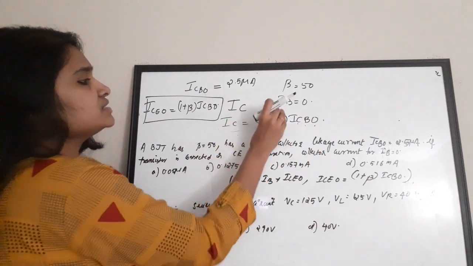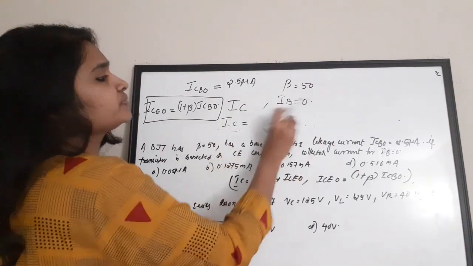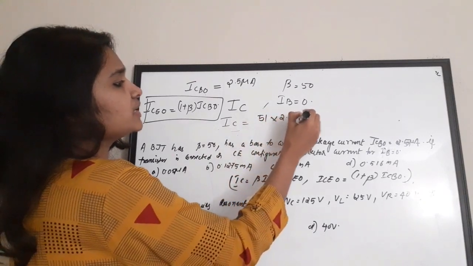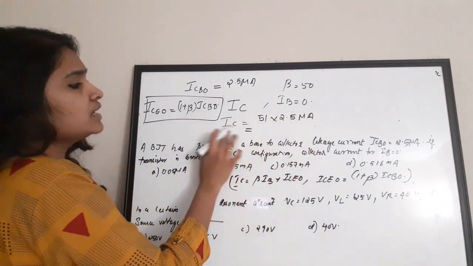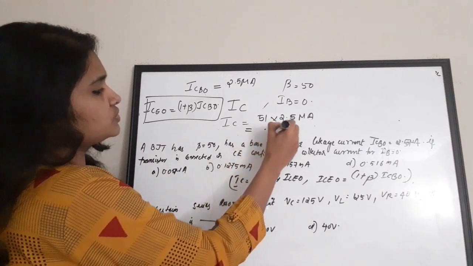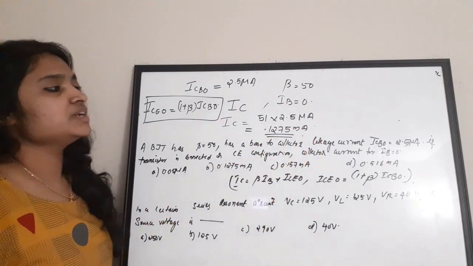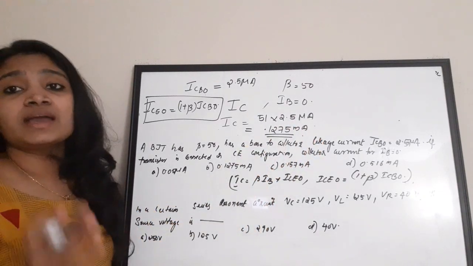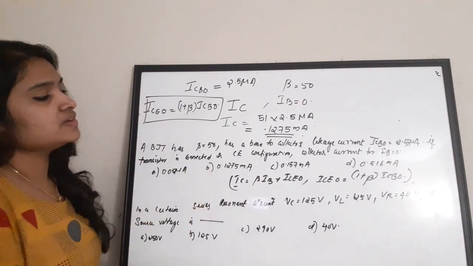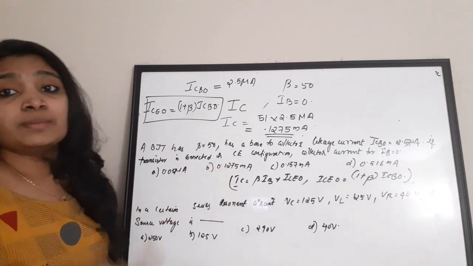So what is beta? It is 50. So 1 plus 50 is 51. Your equation will change as 51 into 2.5 microampere. And if you solve it, you will get the value as 0.1275 milliampere. IC will be obtained as 0.1275 milliampere, which is the value for your collector current. And the correct answer here is option B, which is 0.1275 milliampere.